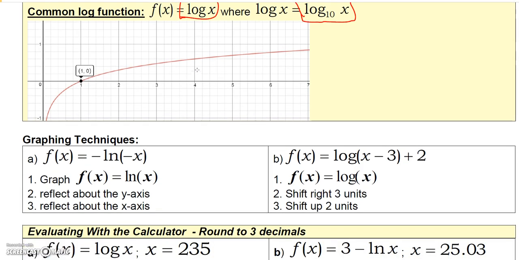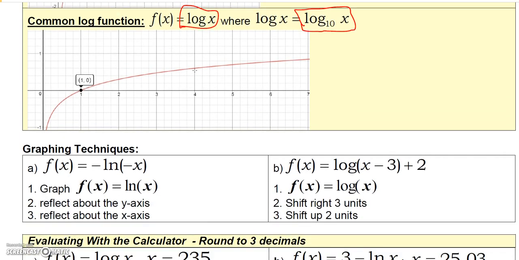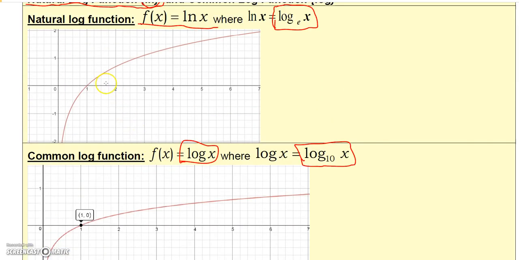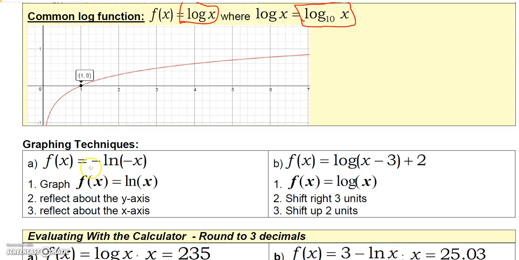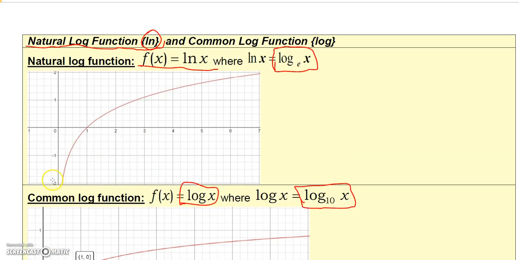Okay, now as far as graphing techniques, let's say you wanted to graph minus the natural log of minus x. Well, the natural log of x function looks like this. Let's forget about the minus for a minute and just graph the natural log of negative x. That would just reflect the graph about the y-axis. I don't have much room over here, but if you reflect the graph around the y-axis, it would look something like this.